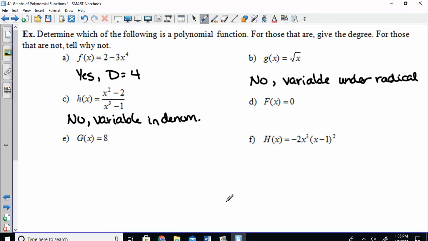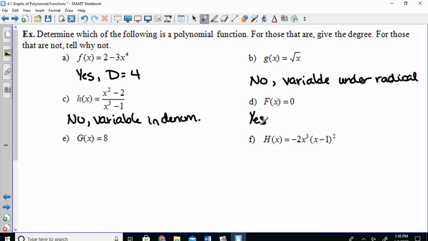Alright, D? I want to say no. It's kind of a weird one. Yeah, I don't know. But does it break any of the rules? Do I have a negative or a fraction exponent? So it is actually a polynomial, but the degree piece is a little tricky.